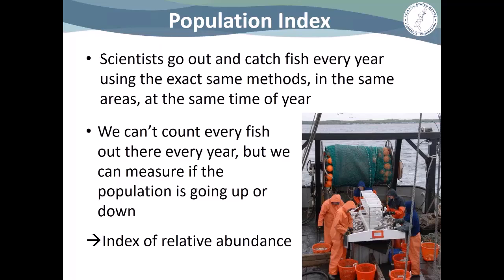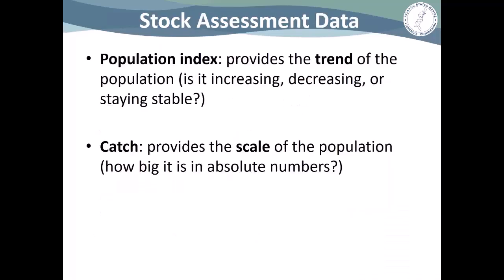So it's not total abundance. It's not how many fish are out there altogether. It's what that population is doing. So that population index is providing the trend of the population. Is it going up? Is it going down? Is it staying stable? How is it changing over time? And the catch is providing the scale of the population. How big is it in absolute numbers or absolute weight?